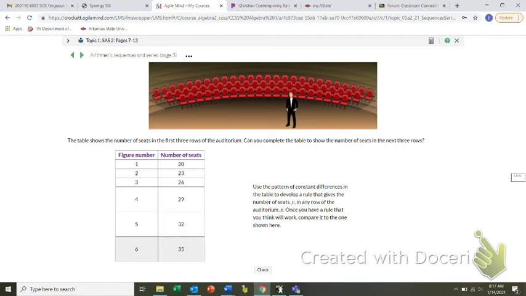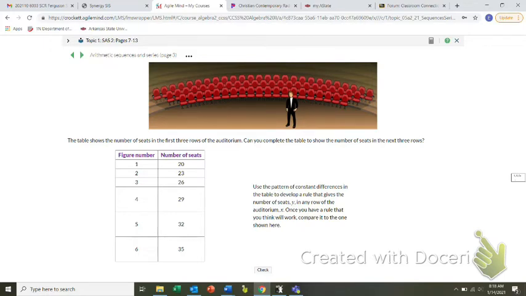It says, what kind of function can be used to model the data in the table above? Justify your answer. Okay. So there are 2 different ways that we can do this. I want to show you both ways.